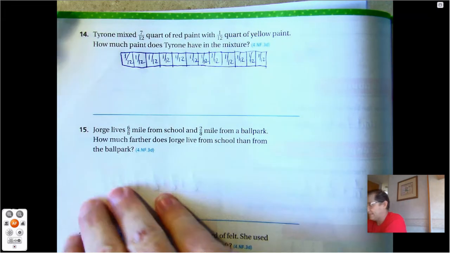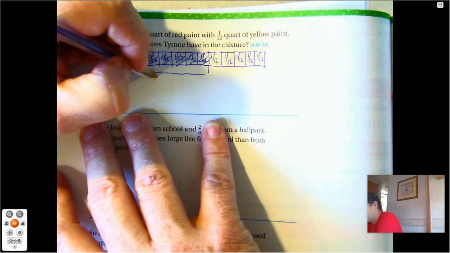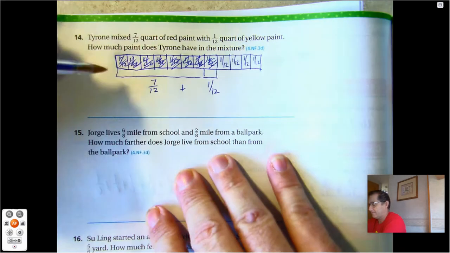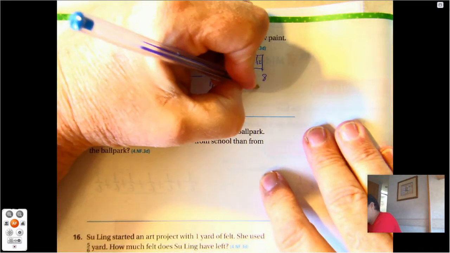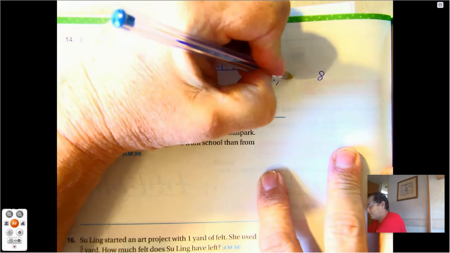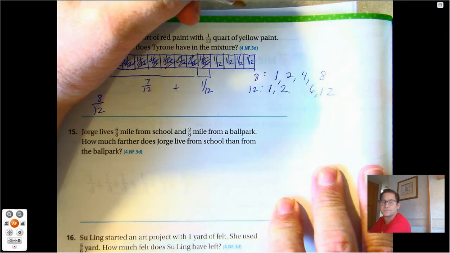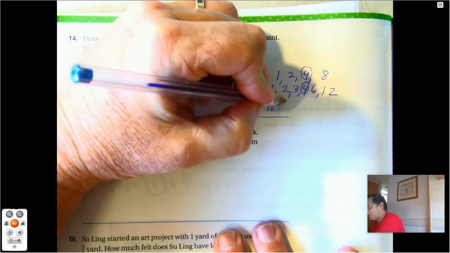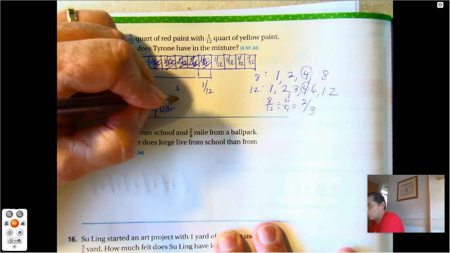Okay, and we're going to add 7/12. 1, 2, 3, 4, 5, 6, 7. So 7/12, and then we're going to add a quart of yellow paint. So we have 8/12 sections of paint. 8 and 12 are both even, so I know it can be divided by at least 2. So let's list the factors of 8. 1 and 8, and 2 and 4. Factors of 12. 1 and 12, 2 and 6, and 3 and 4. So the greatest common factor is 4. So 8/12 divided by a factor of 4 is 2/3. So we can say 8/12 or 2/3 quart of paint.